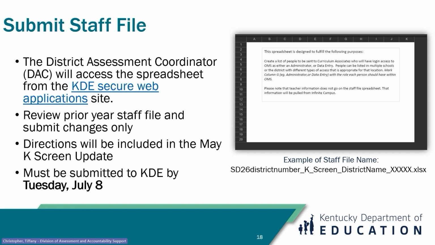Your district spreadsheet will be pre-populated with the information submitted for the 25-26 school year. Please review and make any corrections or additions as needed. During the window, a form will be sent out to add this information. This form must be completed by July 8th. Missing district staff files will be reverted to including only the district assessment coordinator. More information will be provided in the May K-Screen update.